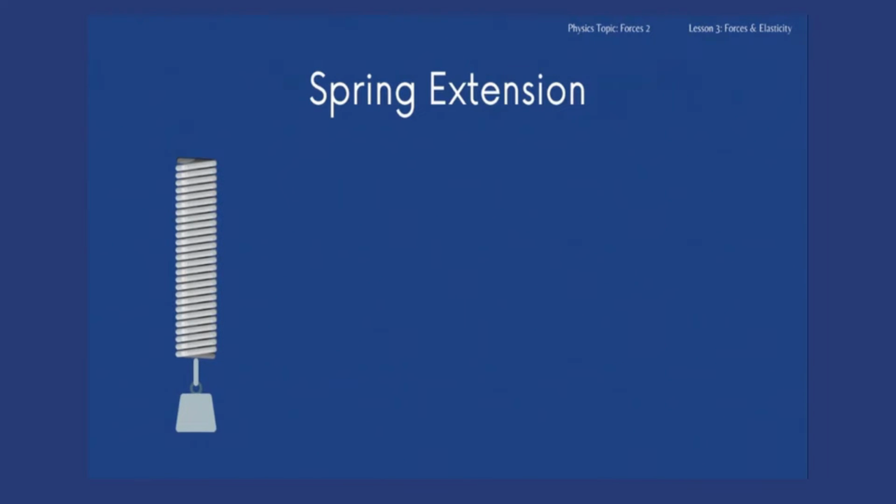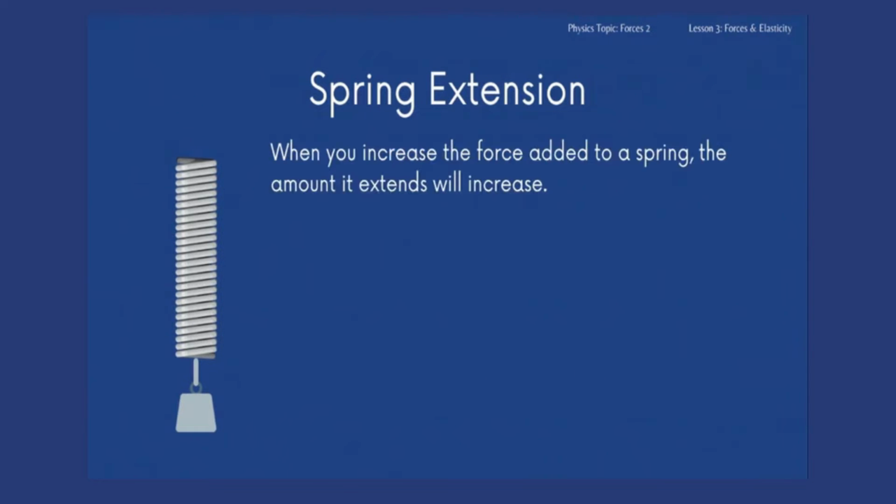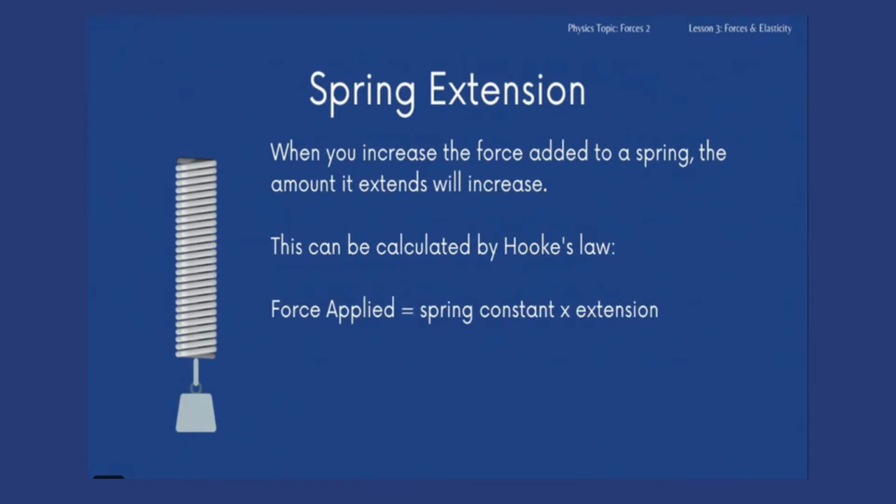Focusing specifically on the spring, we know that you can stretch a spring and it will continue to stretch up to a certain point. You will know this if you've messed about with slinkies. So the idea is that when you increase the force added to a spring, the amount it extends will increase. And so you can calculate spring extension by Hooke's law.